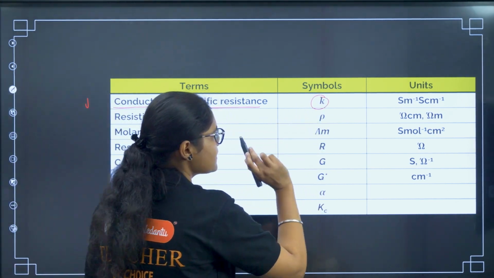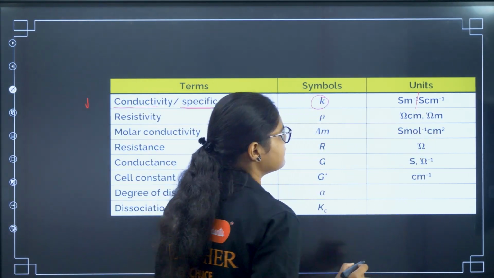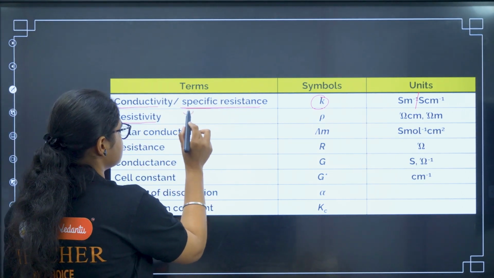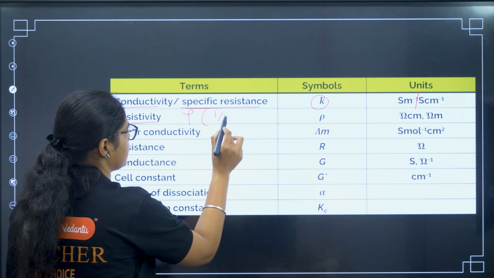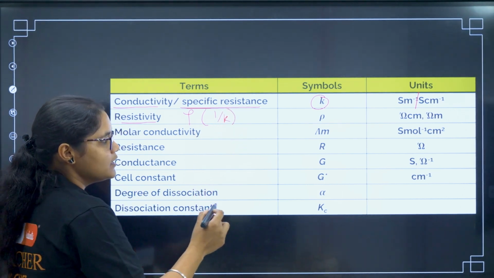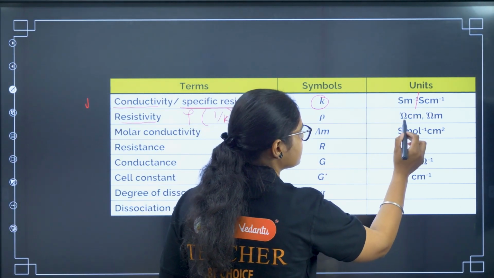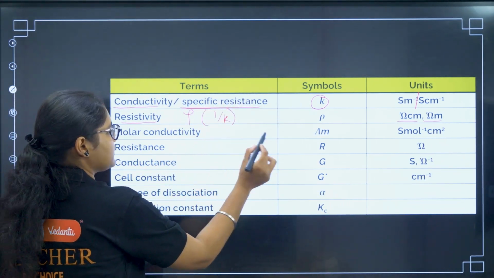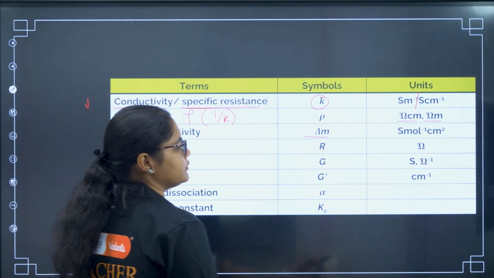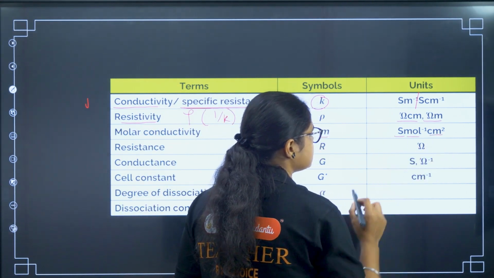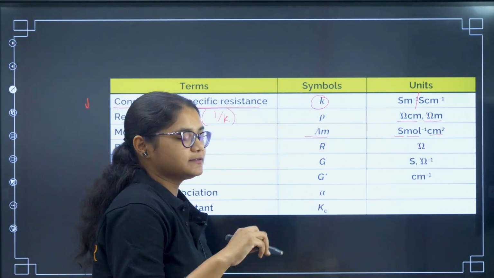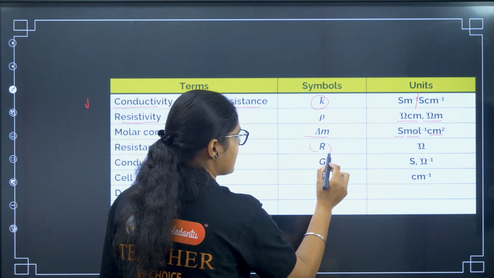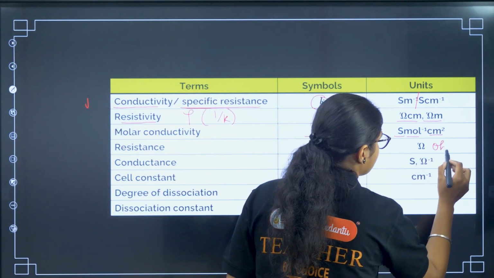The symbol is kappa. Unit is, as I told you, S meter inverse or S centimeter inverse. Next is resistivity. This is rho, or the inverse of kappa. I can write 1 by kappa is equal to rho. So the units will be just opposite of this, ohm centimeter or ohm meter. Okay. Next is molar conductivity. Symbol is lambda m, and the units I have already told you, S mole inverse centimeter square, or it can be S mole inverse meter square. Then we have resistance. Symbol is R and unit is your ohm.